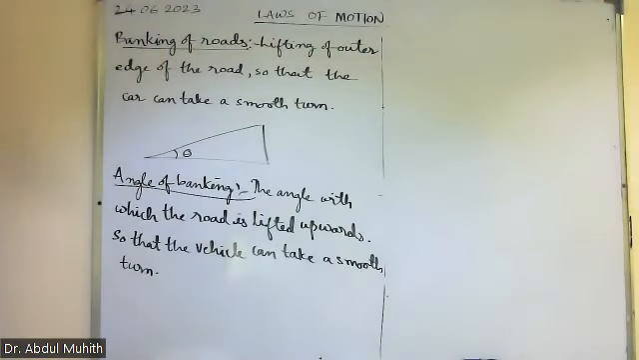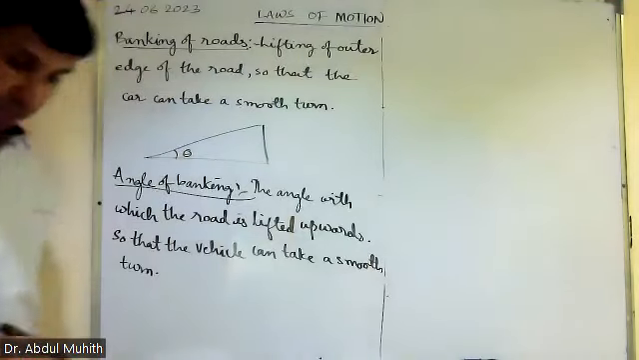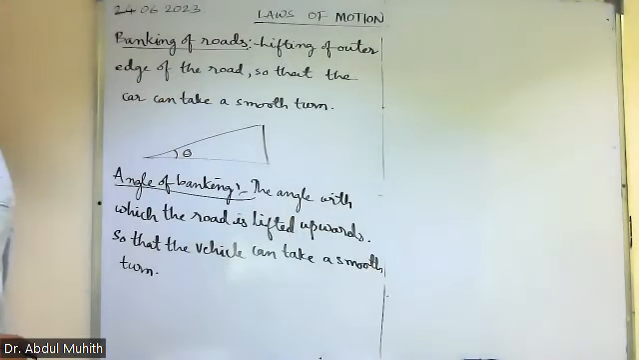Okay, so there is the angle of banking. Next, I will take this thing now. The next derivation is the motion of a car on a banked road. Is it clear, all of you? What is banking of road and angle of banking? Okay. Now next one.